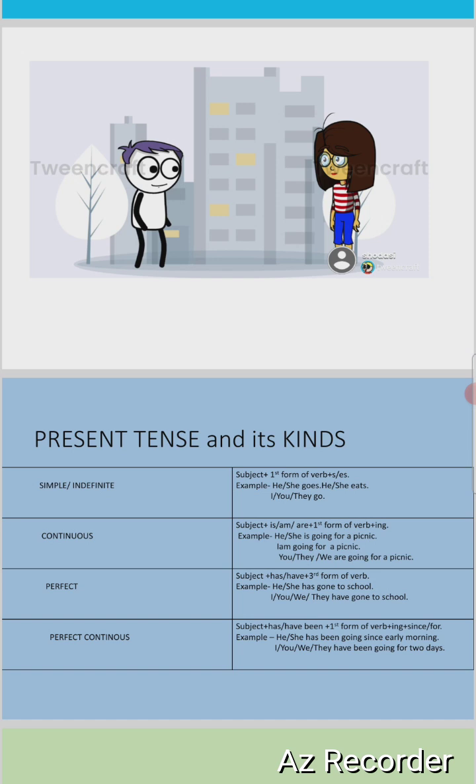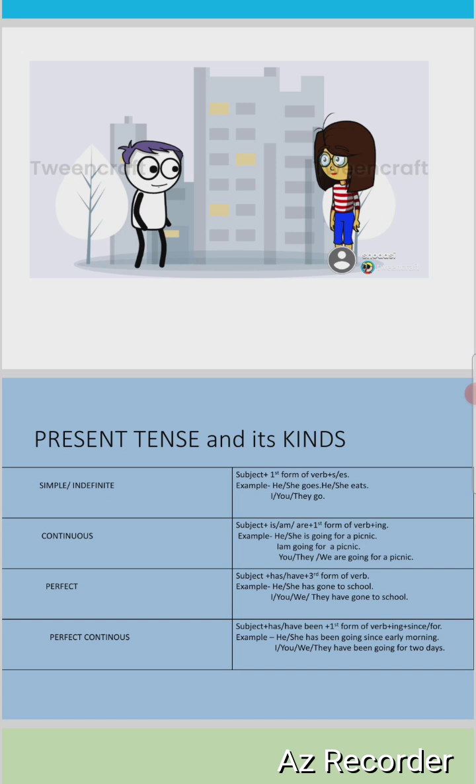For continuous, the subject, that is he, she, singulars or any plural, and the helping verb is is, am, or are, and the first form of the verb with ing. For example, he or she is going for a picnic, or with the plural I, I am going for a picnic. Similarly, for you, they, or we, we are going for a picnic.